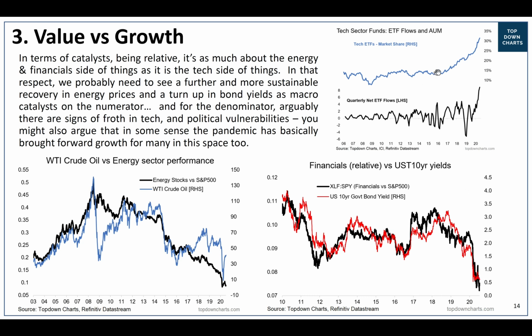And then on the tech side, you can see there that it's getting quite frothy. On the bottom panel of that chart we've got quarterly flows, and you can see that the flows have basically gone ballistic, and the ETF market share, so basically allocations to tech, are at a record high. So really you do need to see, I think, probably a turn in bond yields, stable or improving commodity prices, generally just a better macro outlook.